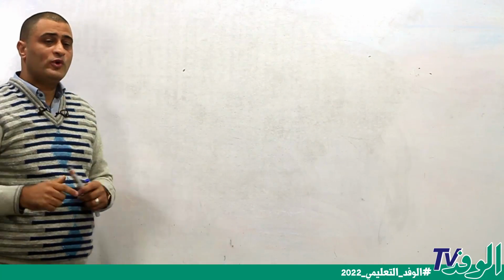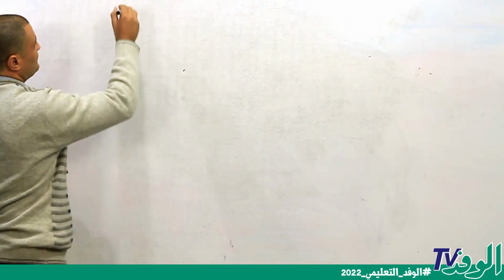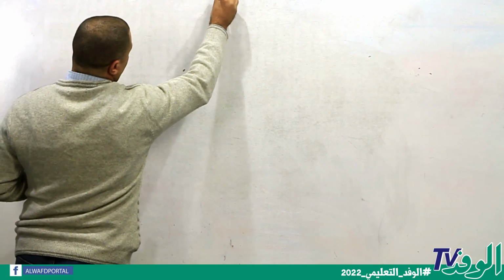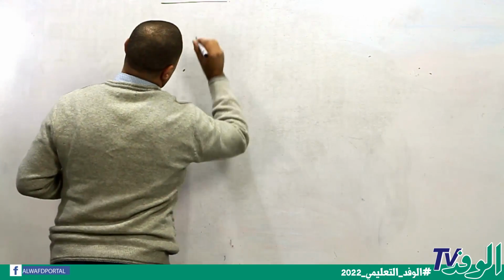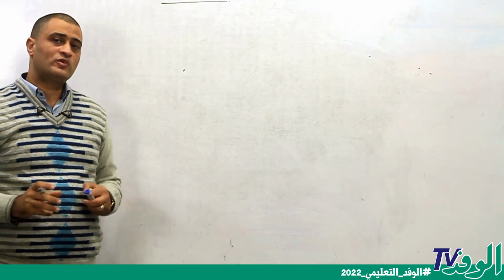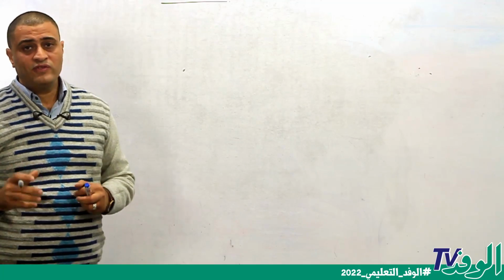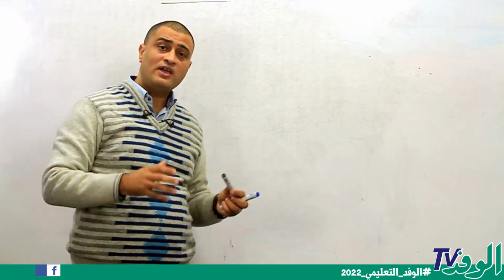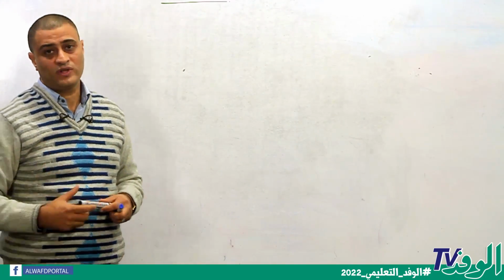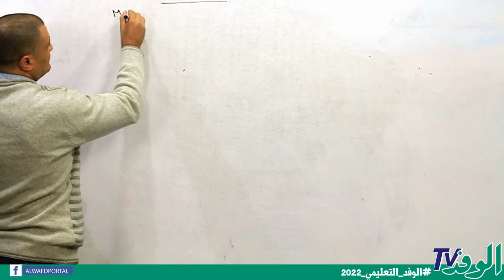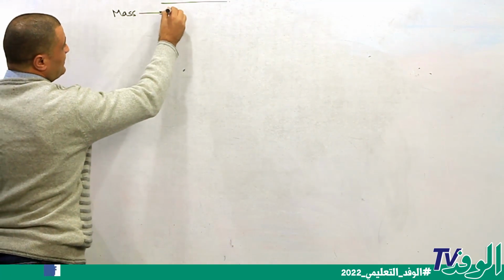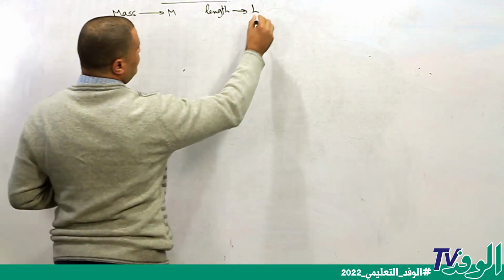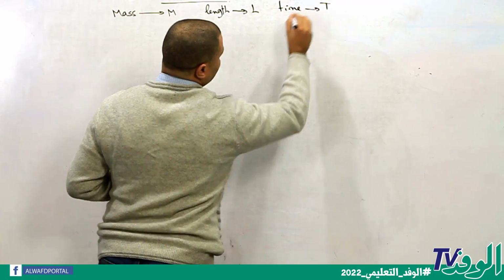Now we'll discuss a new point which is called dimensional formula. What do we mean by dimensional formula? Dimensional formula is the basic component of any derived physical quantities. So, by using dimensional formula, we can express any derived physical quantities in terms of fundamental physical quantities. We have mass. We can summarize this as M. We have length. We can summarize this as L. We have time. We can summarize it as T.